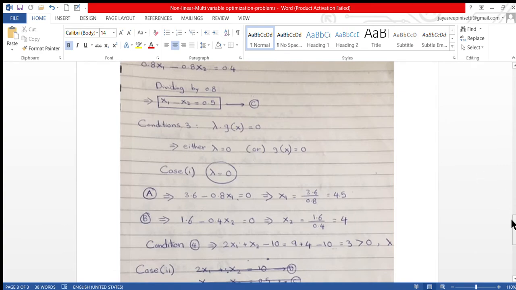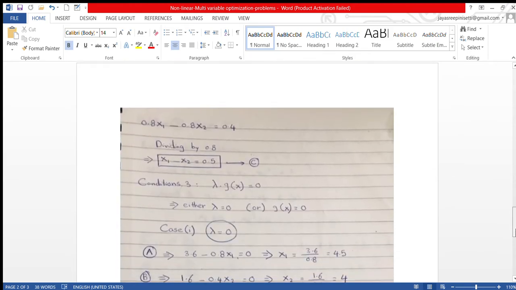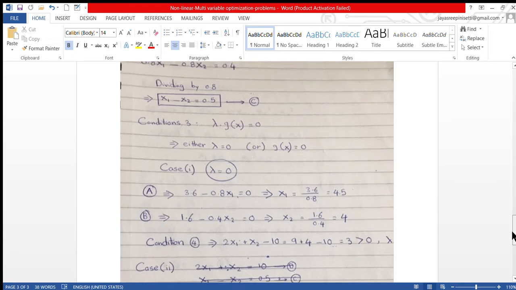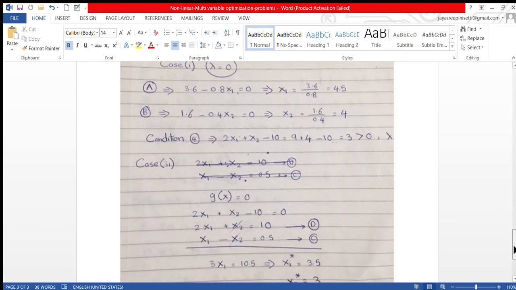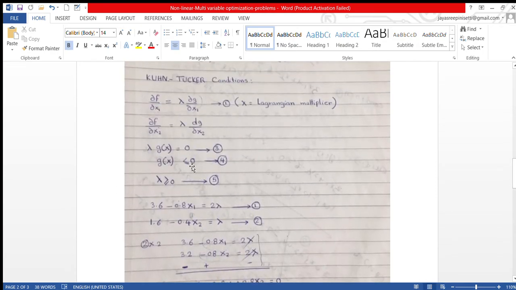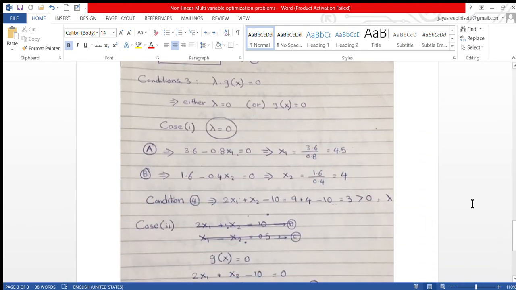From the equations, make lambda equal to 0, and you will get x1 as 4.5, and from the second equation, also with lambda equal to 0, you get x2 as 4. Substitute these two in g of x. When you substitute, you get an answer greater than 0, right? But g of x must be less than or equal to 0. So this condition is not satisfied.